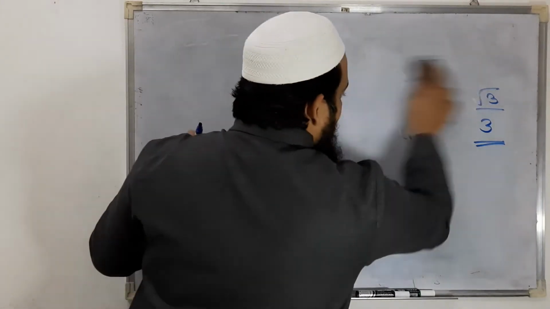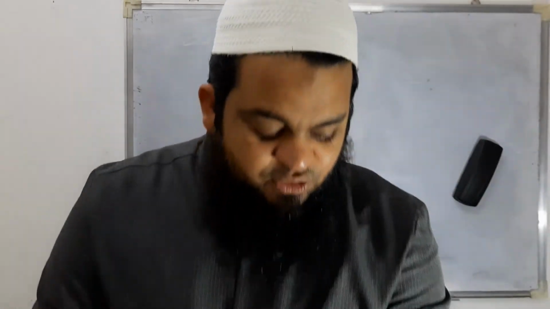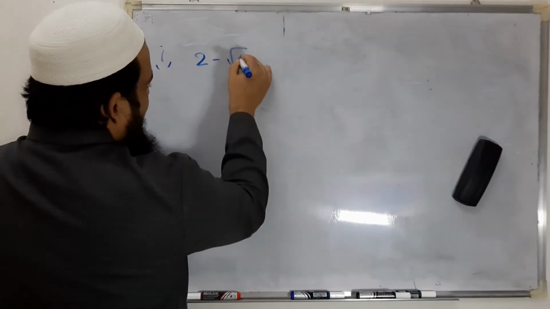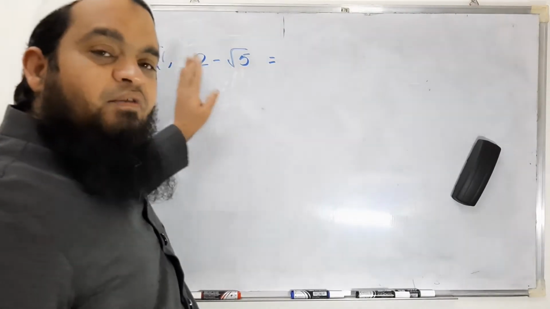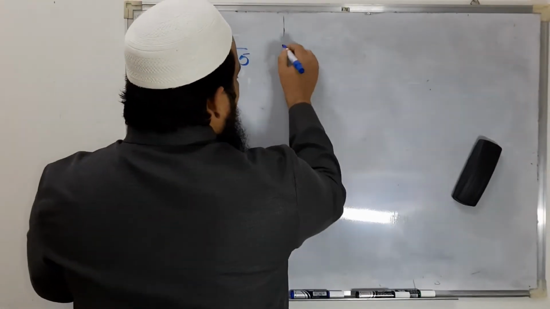Yes, let us go for the next one. Let us go for the exercise. In exercise 1.5, the first one was to classify the following into rational or irrational numbers. So they are asking whether they are rational or irrational. I will explain one more time, 2 minus root 5. When we subtract an irrational number from a rational number, you are going to get irrational. Therefore, this number is irrational.